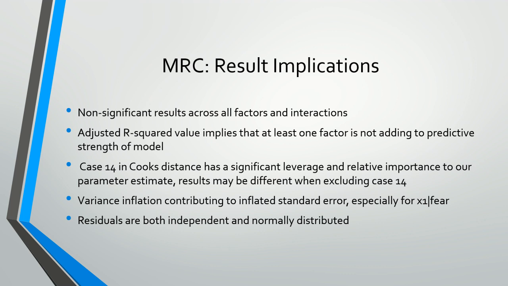We should always look at not just the R-squared, we should look at other factors around it, because R-squared itself is just a percentage. Also, as we saw multiple times, case 14 in Cook's distance has had a significant leverage and relative importance to our parameter estimate, and our results may be different if we exclude case 14. And also we have noticeable variance inflation contributing to our inflated standard error, especially for x1 fear.